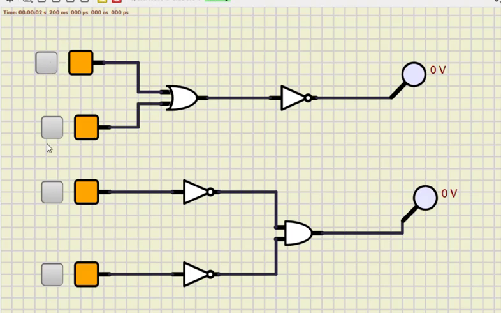Let's start with 0 0. Both outputs are 1. Now for 0 1 this becomes 0, and for 0 1 this also becomes 0. For 1 0, again both are 0, and for 1 1 again both are 0. So what we see is when the input sequence is 0 0, both were 1, and for all the other input sequences both were 0. So both circuits are equivalent. In other words, we have verified De Morgan's second law.